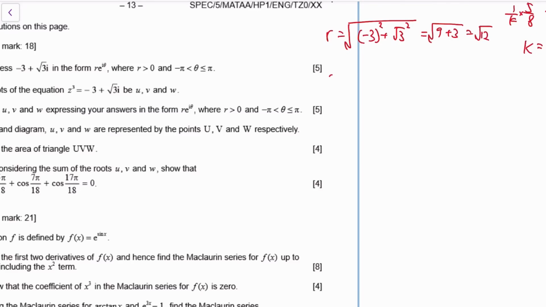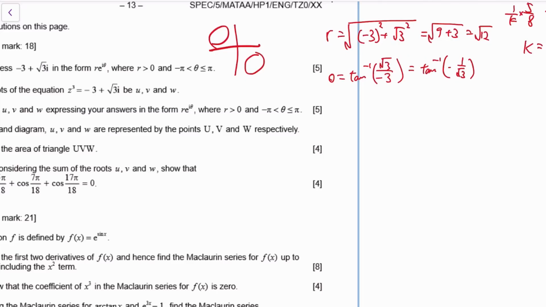The argument is arctan of root 3 over negative 3. That's the same as negative 1 over root 3. So 1 over root 3 is special. Tangent 30, I believe. Tangent 30 is 1 over root 3, but this is negative, so we need tangent to be negative, so it's here or here. So this would be 150. This would be 330.